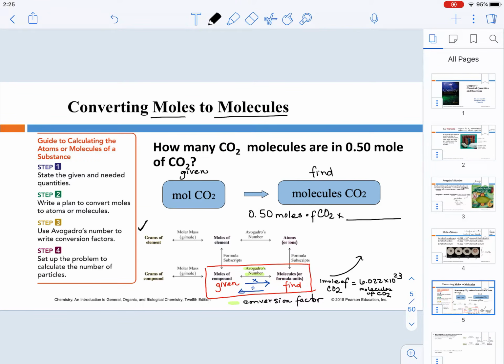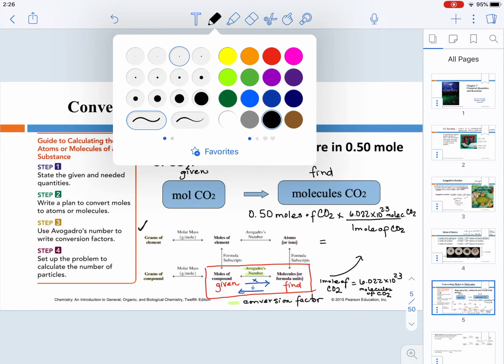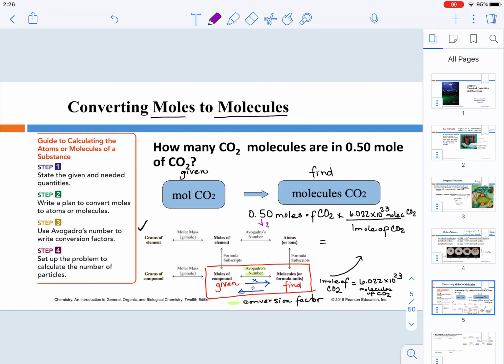So to set up the problem, I'm going to say 1 mole of carbon dioxide, and over the line, I'm going to put 6.022 times 10 to the 23rd molecules. I'm just going to put MOLEC for molecules of CO2. That's just because of space. And understand that I need to report the correct number of sig figs here, because this value has 2 sig figs. My final answer needs to have 2 sig figs.